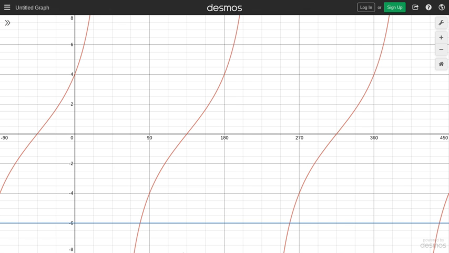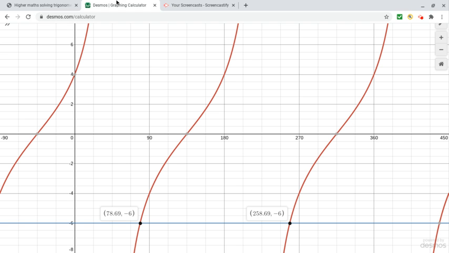So the tan graph is the one that looks like that. We've moved it 45 degrees to the left, which is why it's going through the point (-45, 0). We've also stretched it by a factor of 4. And we're finding out when this graph is at a height of -6. So here it is down here and down here, between the values of 0 and 360 degrees. So the answers we should end up with should be 78.7 and 258.7 if we do it correctly.